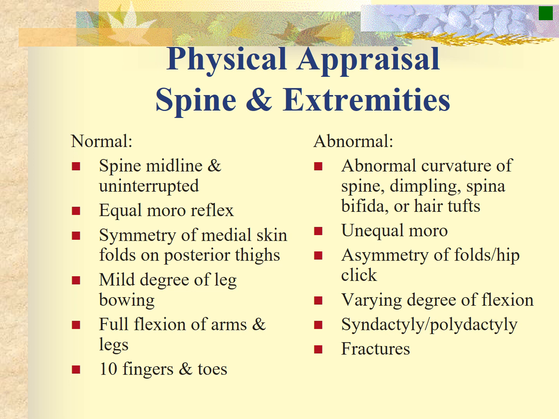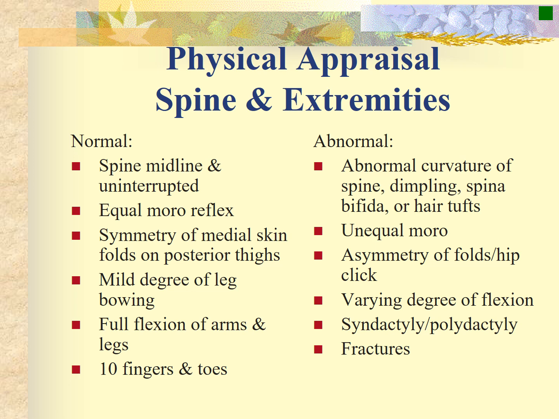The medial skin folds on their thighs should be equal, so when you have them on your tummy, put the legs together, and those little butt folds should be similar in the horizontal plane. They're going to have some leg bowing. That's normal as they've been in utero, bent up for so long. Their arms and legs should be able to fully flex, though. You should be able to get them into a full flex position. And of course, count the fingers and toes.